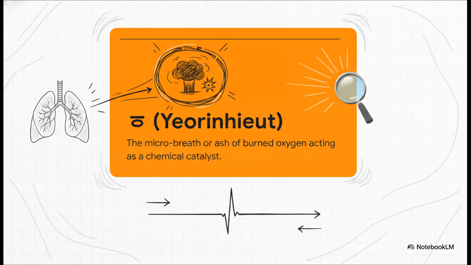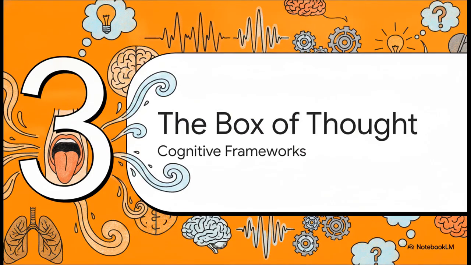It acts as an intense chemical catalyst, a tiny pressure cooker that pauses the airflow for just a millisecond, which then turns a soft, normal sound into an explosive double consonant right in the middle of a word. You might not see it written out, but you absolutely feel it physically every single time you emphasize a sharp sound. Section 3. The box of thought.